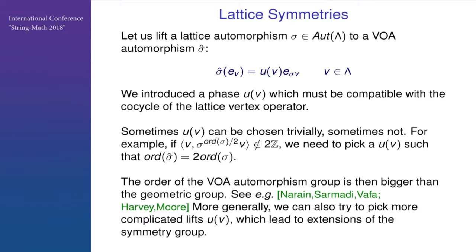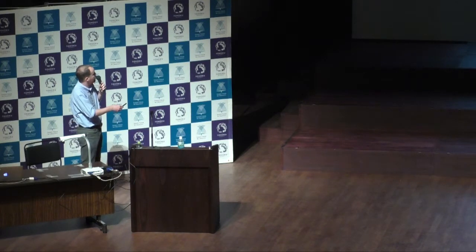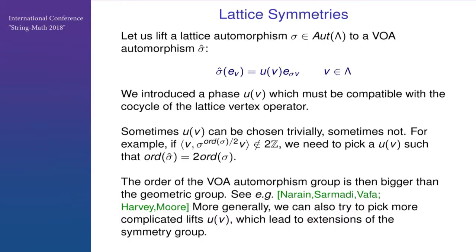So if sigma is an automorphism of the lattice, and roughly speaking, e^v is the vertex operator corresponding to the lattice vector v, the lifted automorphism, say sigma hat, we want it to act on this vertex operator, of course, in the way that it maps v to sigma v. But in general, we can also allow for a phase factor in front of it. And this phase factor, in some cases, it's optional, but in other cases, it's actually crucially needed.